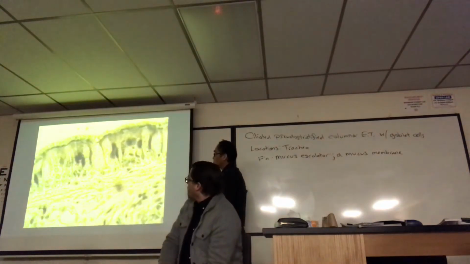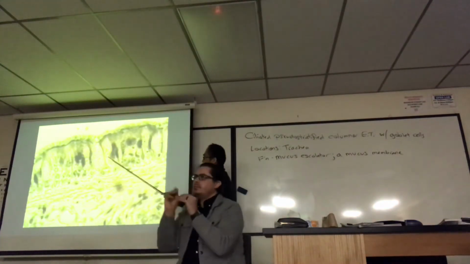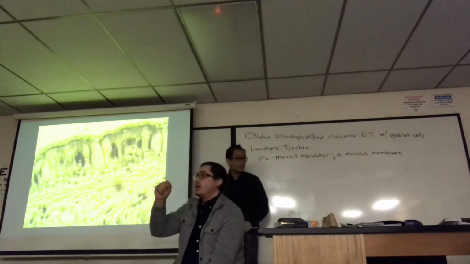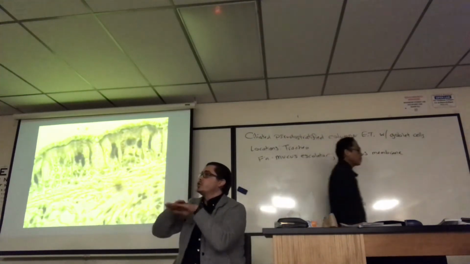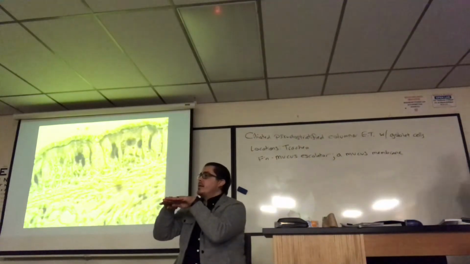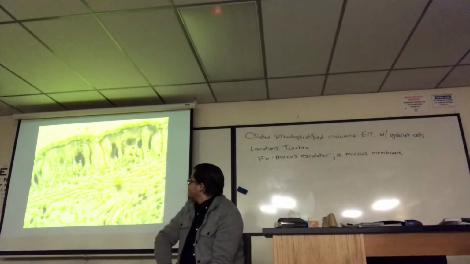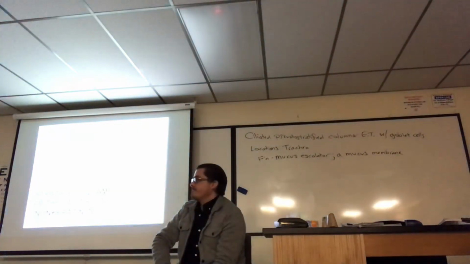Okay. Here's a closer up picture. There's the goblet cell and the cilia, and this is definitely a pseudostratified columnar tissue. It's always pseudostratified columnar. Always. Can we move on? Questions? And the goblet cells are always going to be in the top. Yeah, they're always in the top. Okay. Yes.